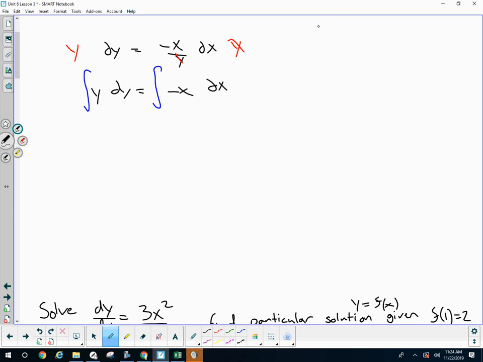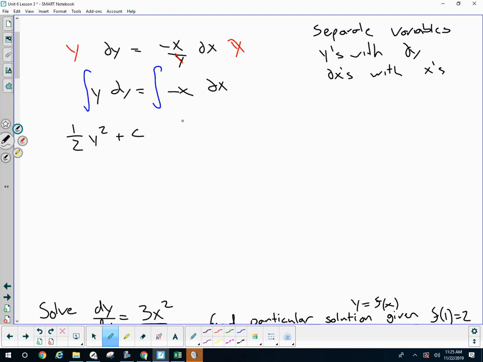This is called separation of variables. You can separate your variables, which means put your y's with dy and move your dx's to be with your x's. You are now set up to take the antiderivative of both sides. This is 1/2 y squared plus c. This is negative 1/2 x squared plus c.